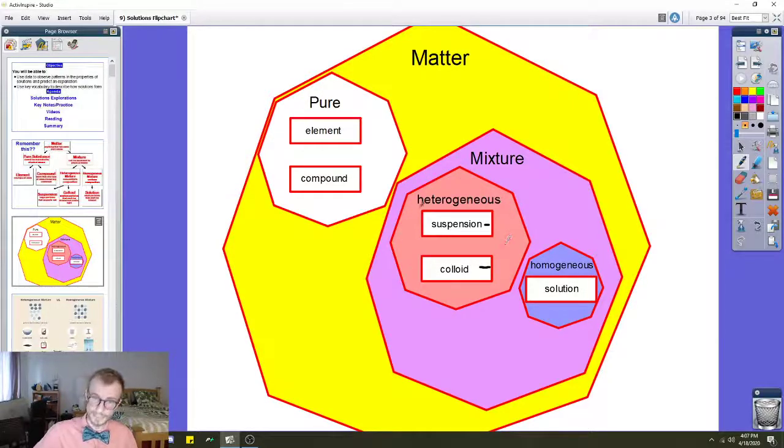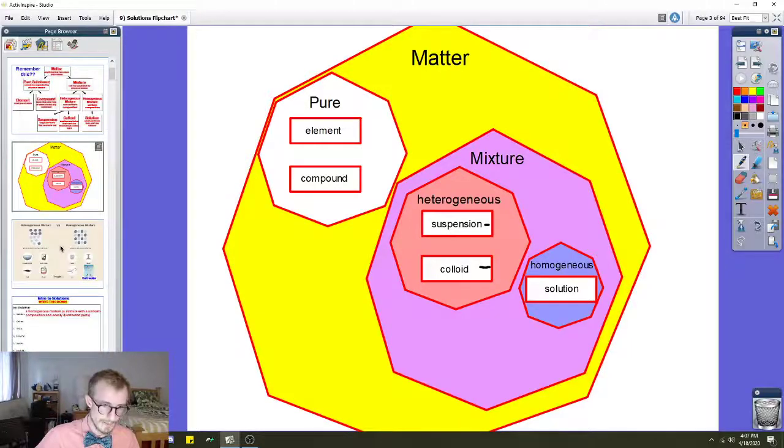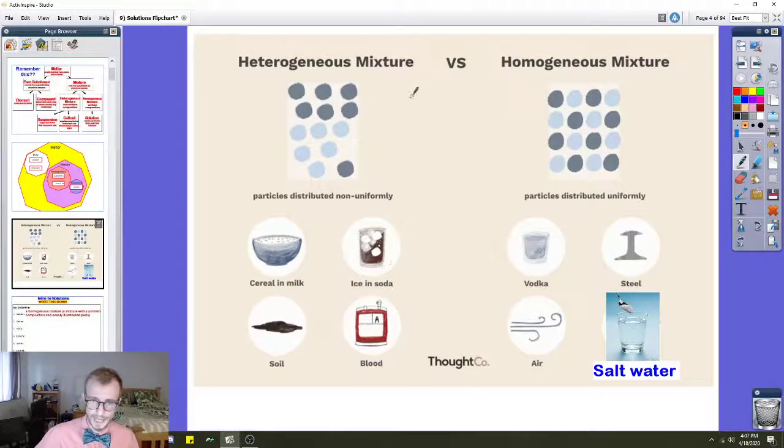But if it doesn't, it's a heterogeneous mixture more broadly, or as we just say in our everyday language, it didn't dissolve. Okay, so I have some examples of stuff that does dissolve and doesn't dissolve. For example, if I put cereal in milk, or ice in soda, it's almost silly to think of those things dissolving because we know they don't. In fact, on purpose, we don't want them to. These are both examples of heterogeneous mixtures. There are also heterogeneous mixtures in phases that aren't liquids, but we're focused on liquids.